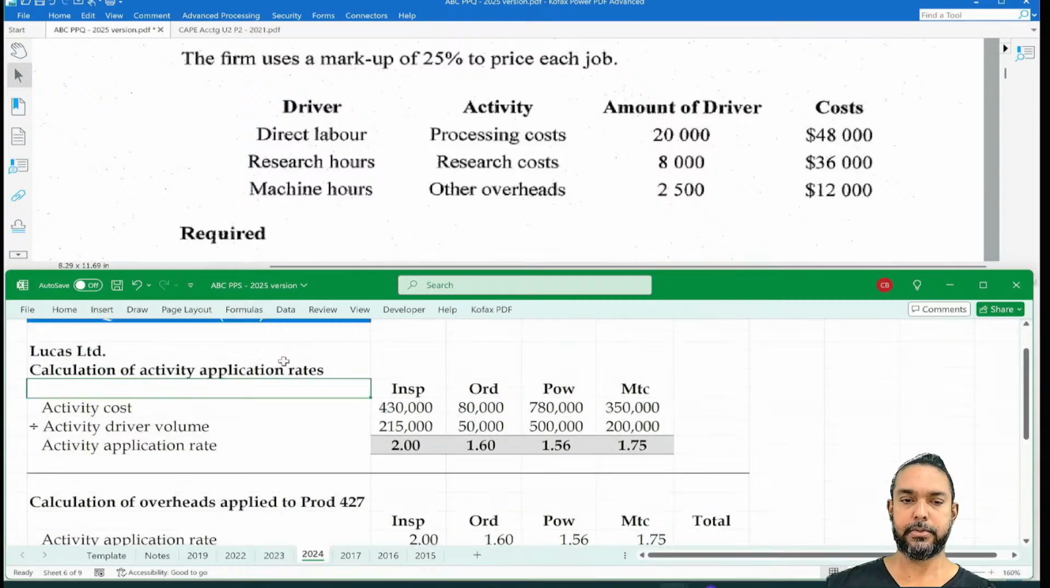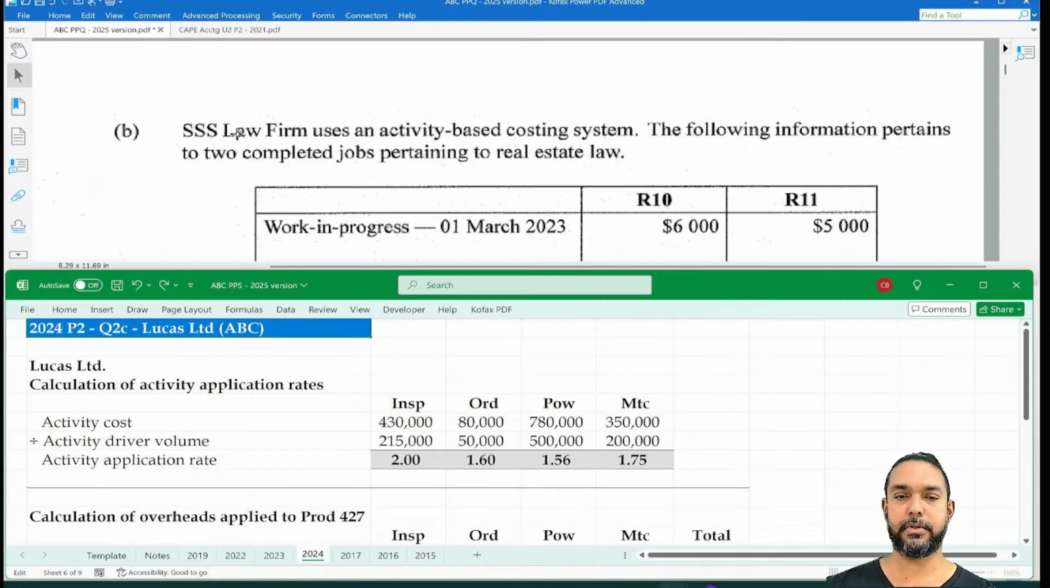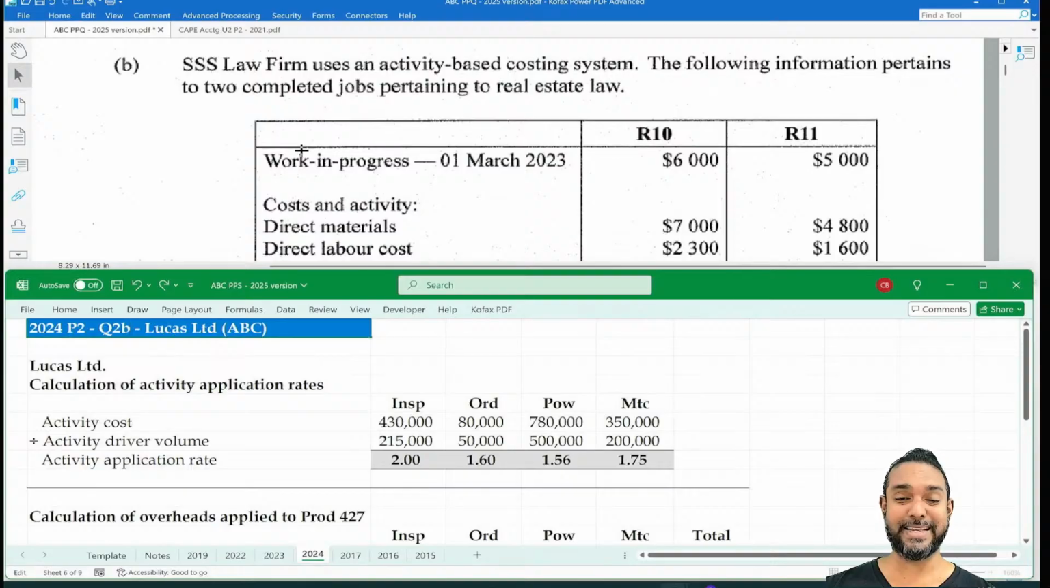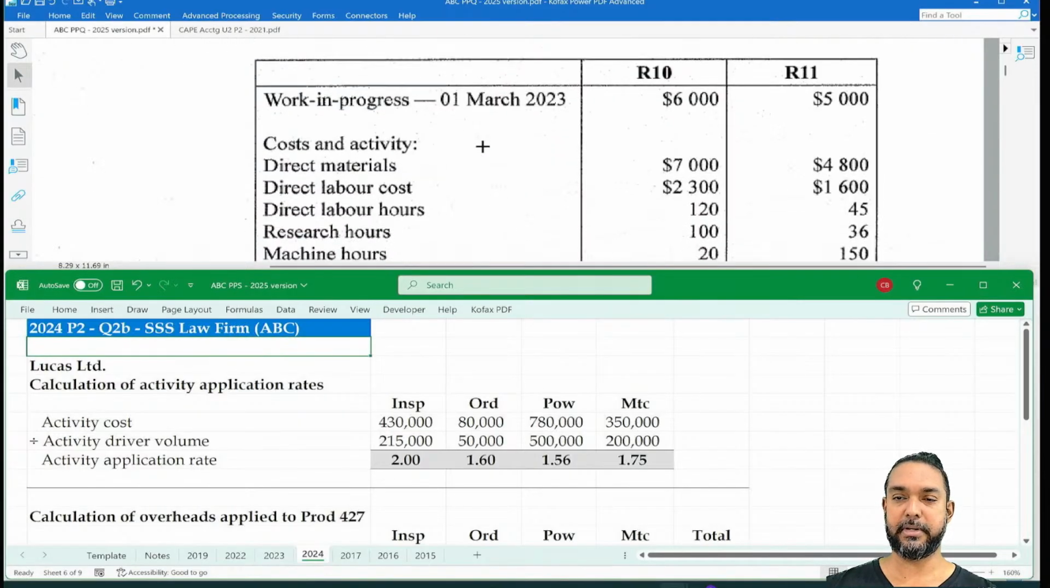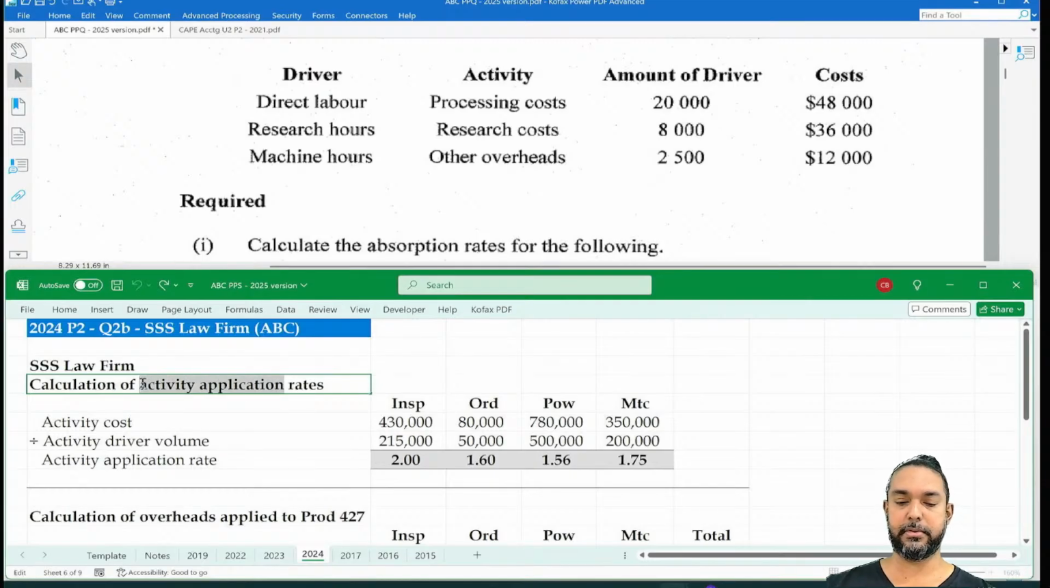Okay, cool. So we are doing the 2024 paper 2, question 2, part B. And this is the name of the company, SSS Law Firm. Same sign, subtract. That's something I use to help my students remember what to do in simultaneous equations. Okay, so SSS law firm, right? Calculate the absorption rates, right? So let's change that to absorption rates.